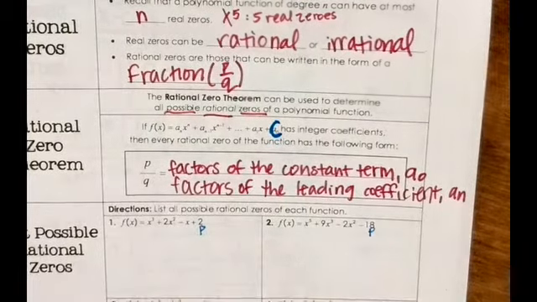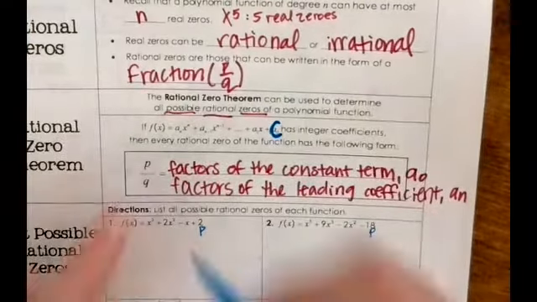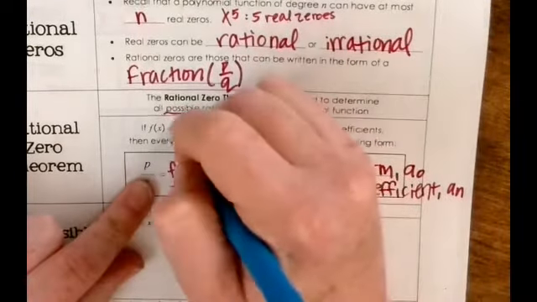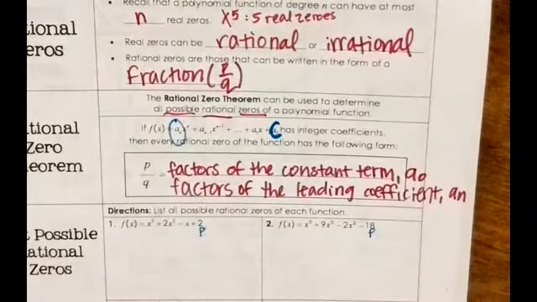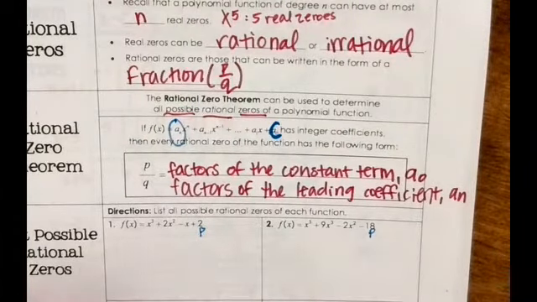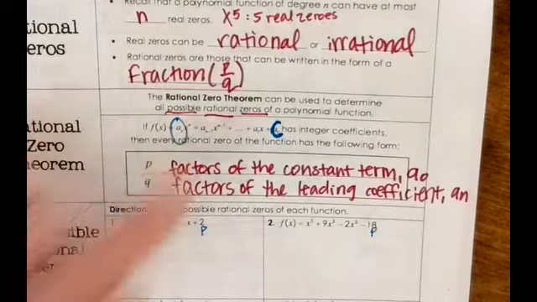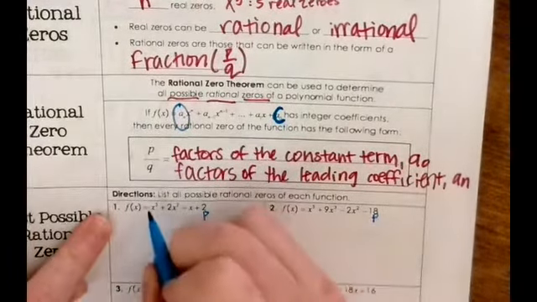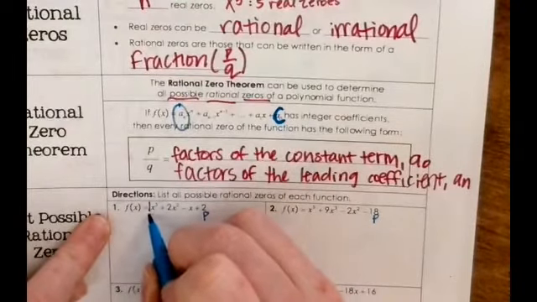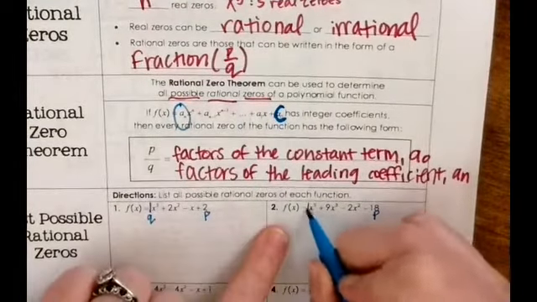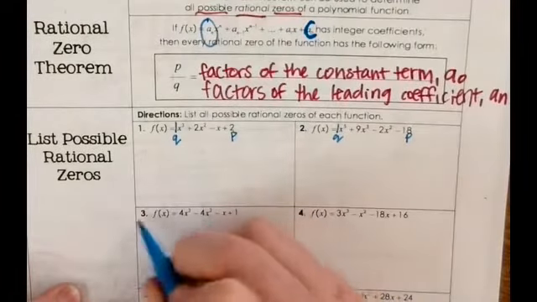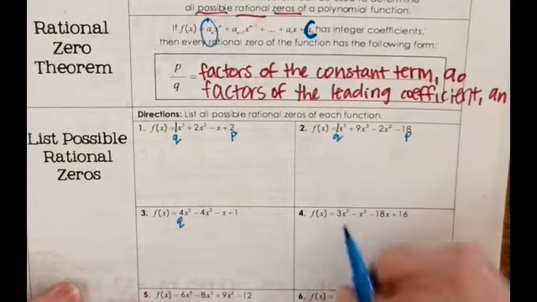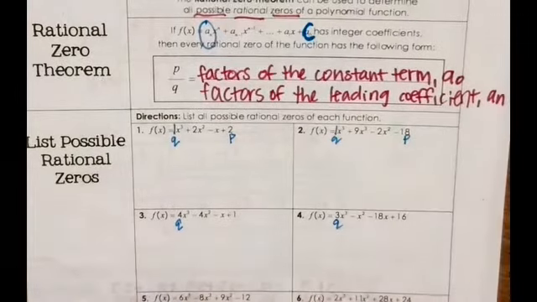And then the leading coefficient, a sub n, that's the coefficient in front of the highest exponent. Okay, so the leading coefficient is the number in front of the highest exponent. So for 1, it would be 1. For 2, q would be 1. Well, yeah, here we go. For 3, q is 4, and for 4, q is 3, so on and so forth.